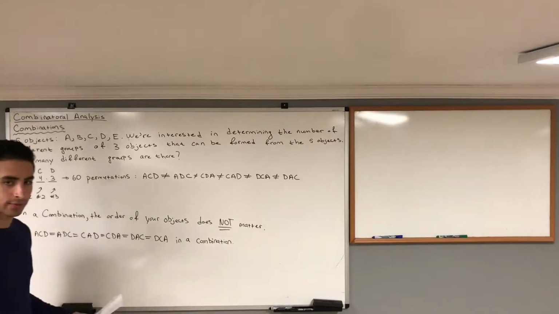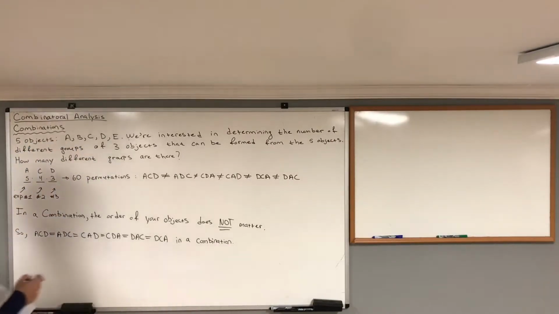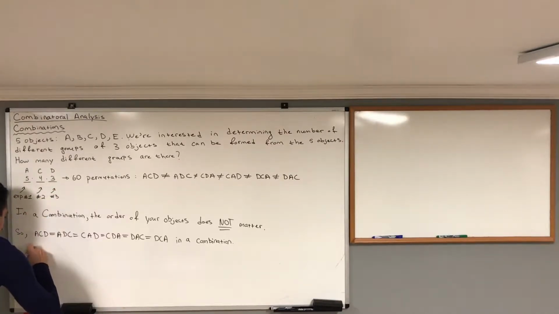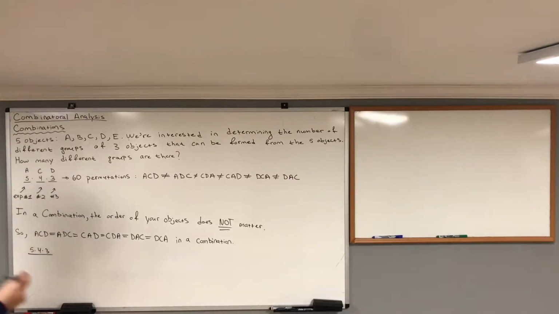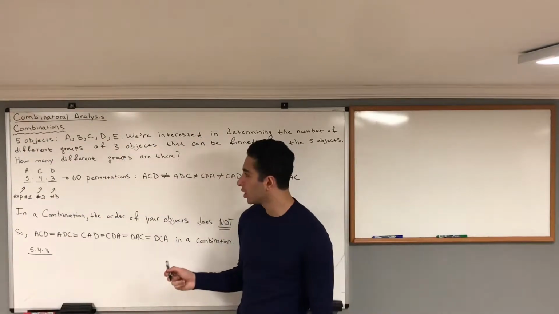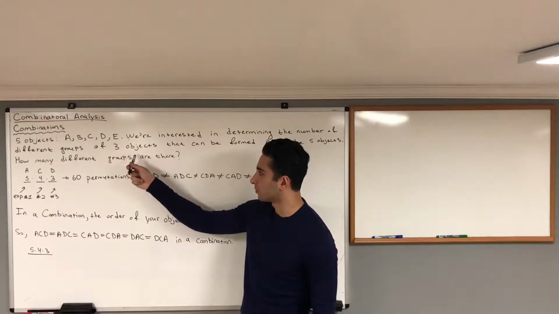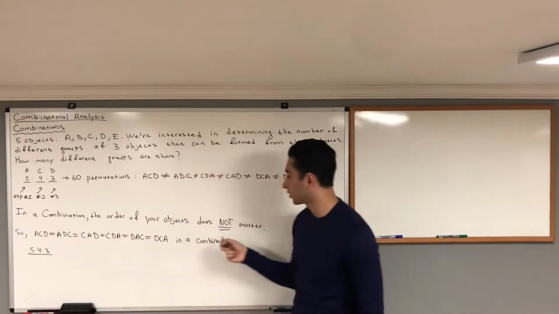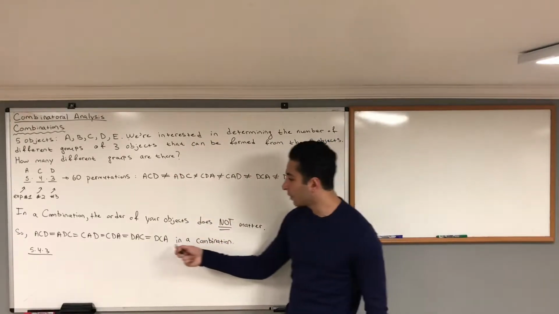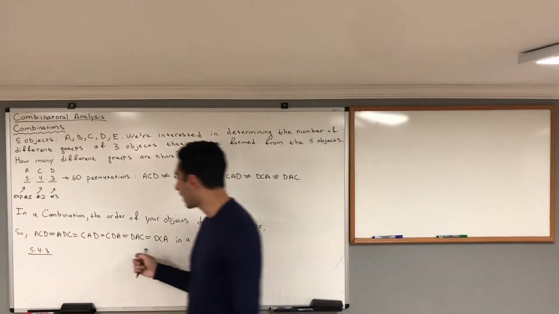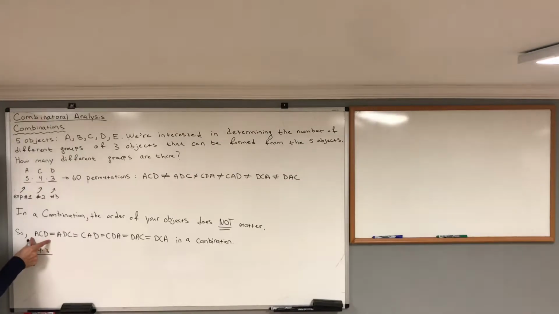So how do we account for that? Well, we still have 5 times 4 times 3, because that's how many different arrangements we could get. But now we have to account for the fact that we have groups that are equal to each other. We have 3 objects to choose from, and the rearrangement of these objects doesn't matter in a combination. So we have to know how many different ways we can rearrange this, and then we divide by that. How many different ways can you rearrange these 3 letters?